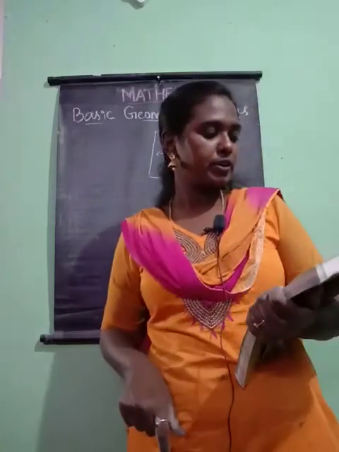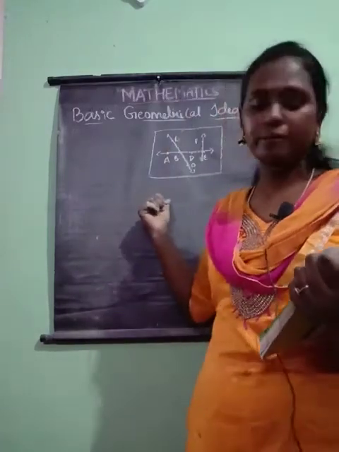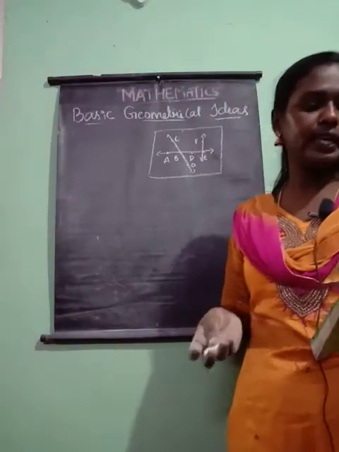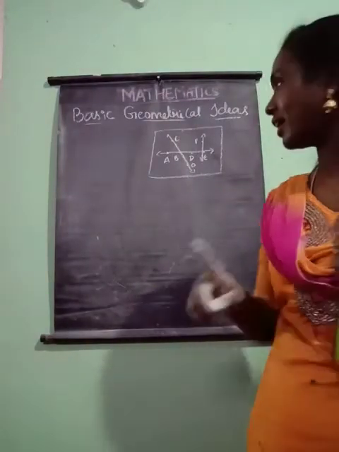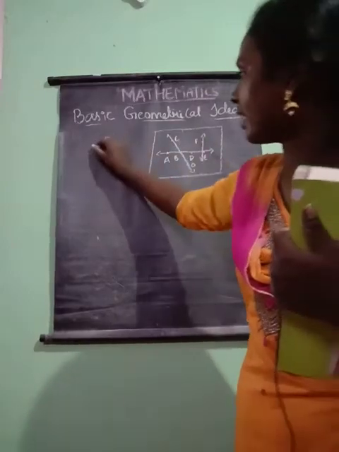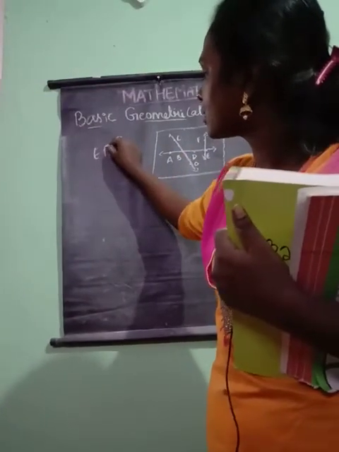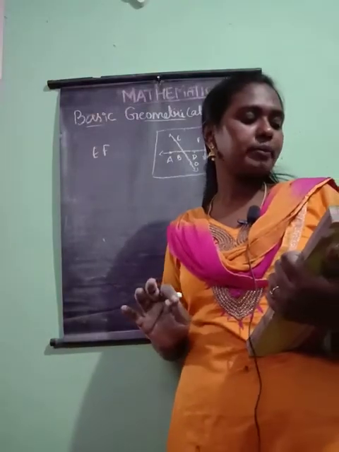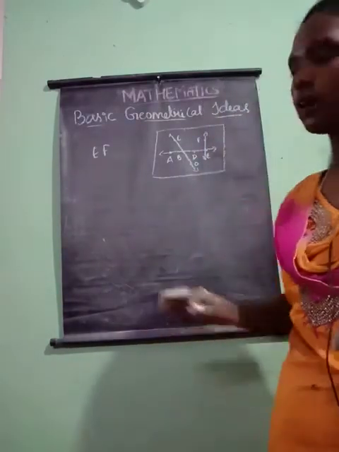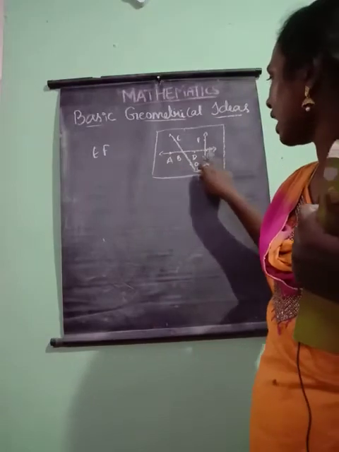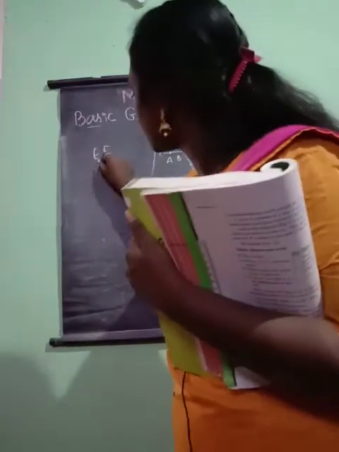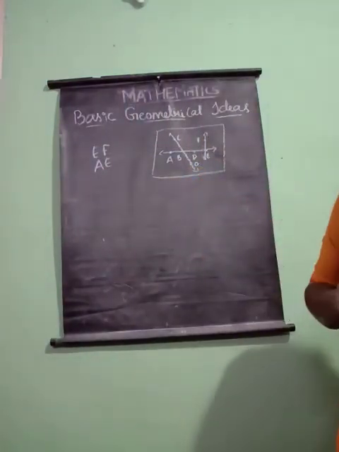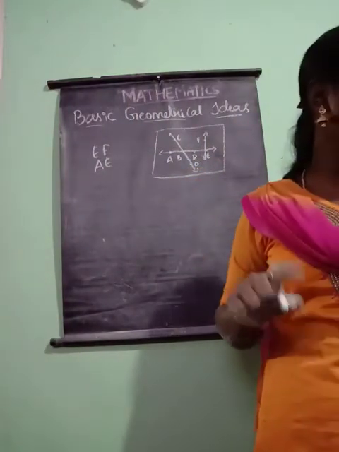So our third question, using the figure to name. This is the figure given. The line containing point E. So we have to say the one line that contains E. So EF is a line. See, E and F. Okay. Second, a line passing through A. So the line passing through A is A to E.